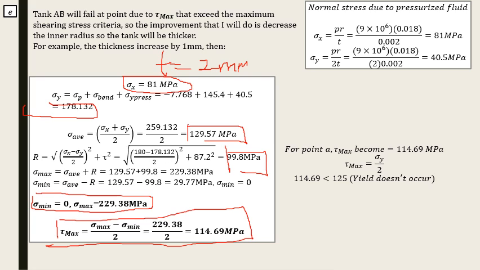Then the value of tau max is 114.39 megapascal. This value will not exceed sigma y over 2, so the yield will not occur because it is less than 125. Okay, that's all for me. Thank you.